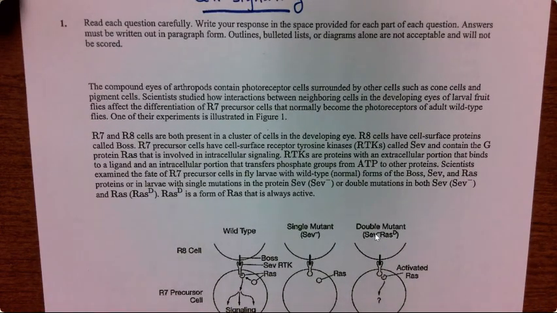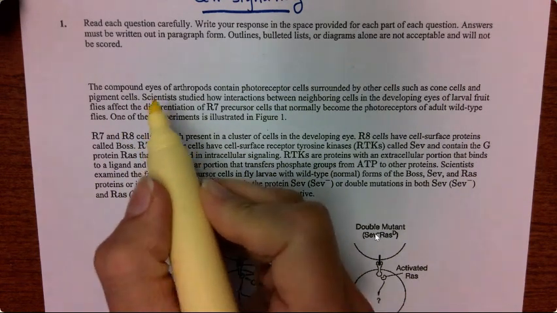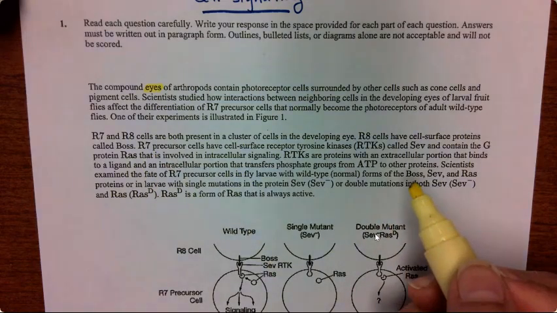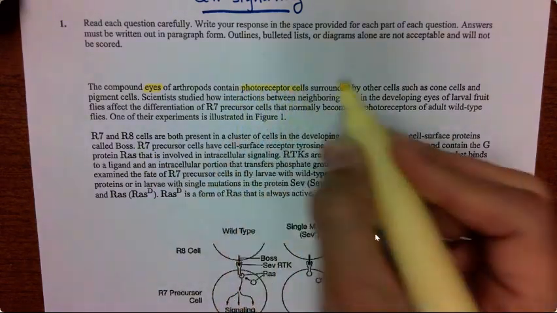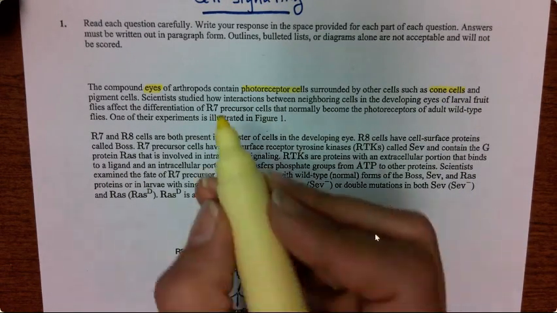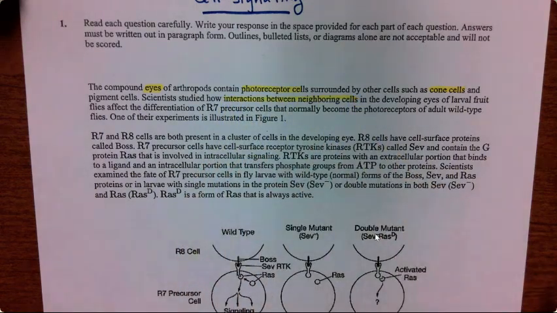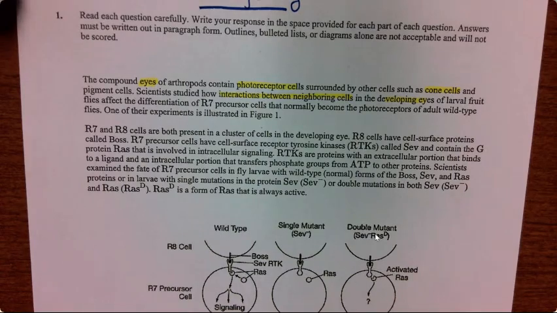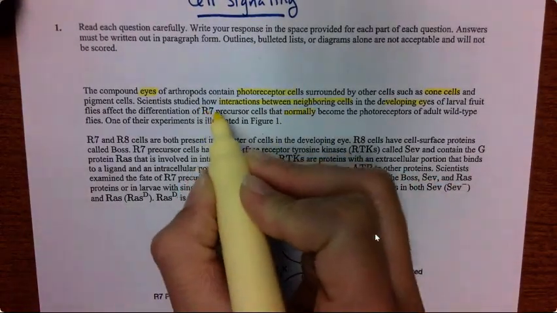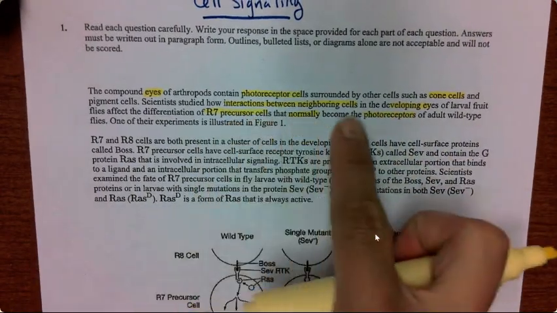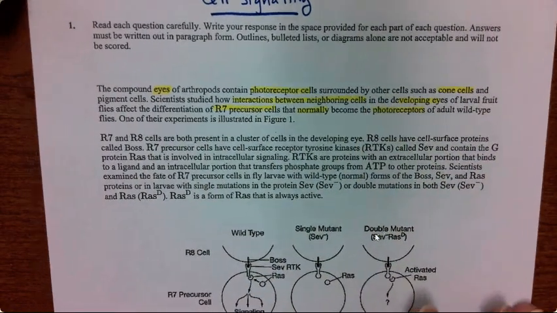So when I read this question, okay, I notice that it's talking about the eyes of arthropods, okay? And they contain different types of cells, photoreceptor cells and cone cells. And you might not know what those types of cells are, but that doesn't matter for answering the question. Scientists study how cells interact together and how that affects the developing eyes, okay? And it says that normally these R7 precursor cells become photoreceptor cells. So these are kind of the before cells and these are the after cells, okay?